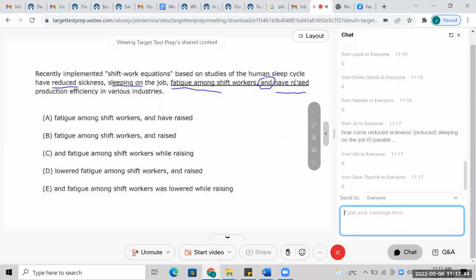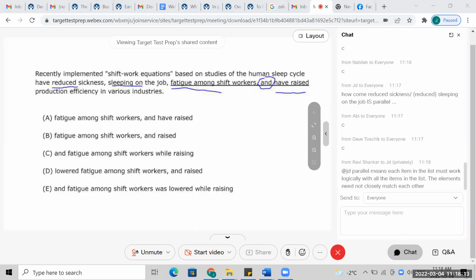Okay. We figure out what introduces the list. And this can be flexible. I mean, people are like, wait, what introduces the list? Is it human sleep cycle? Is it just have? Is it recently? Is it this whole beginning part? It's pretty much whatever you pick out that seems reasonable. So how about we just use have as what introduces the list.